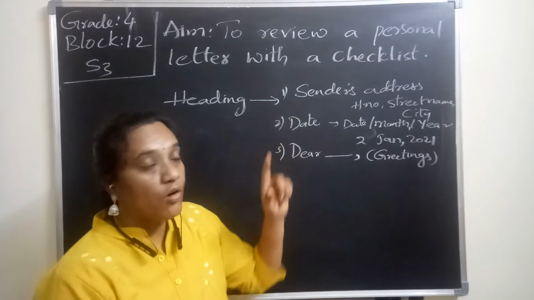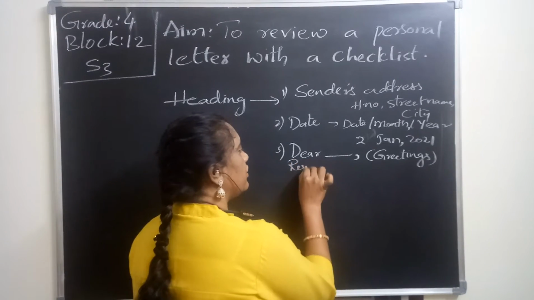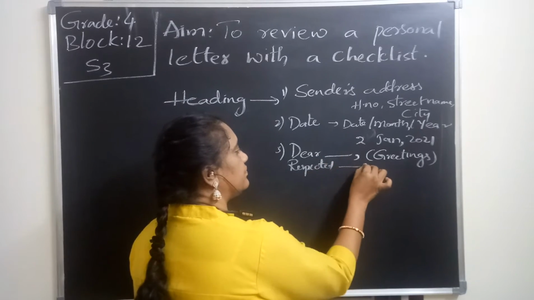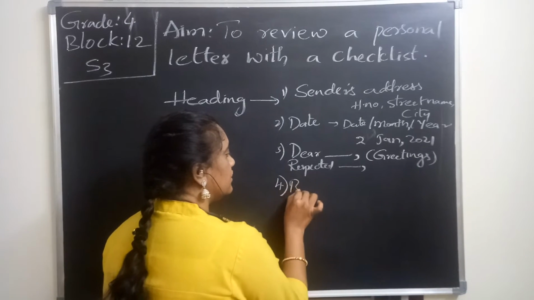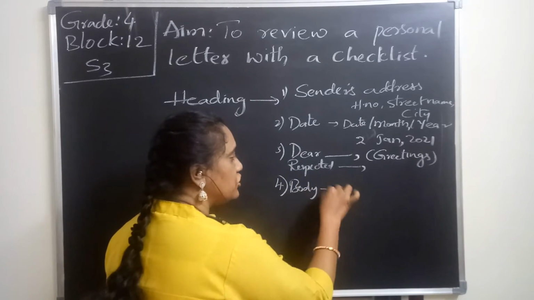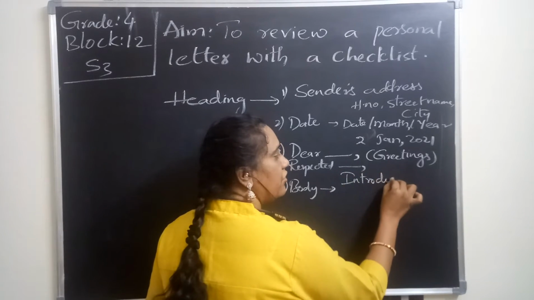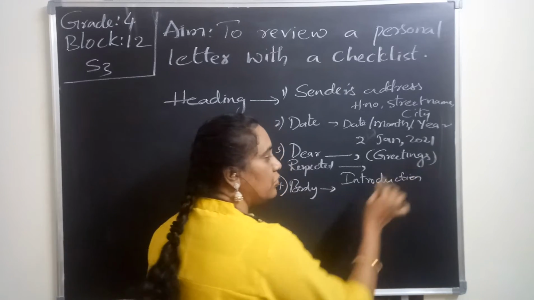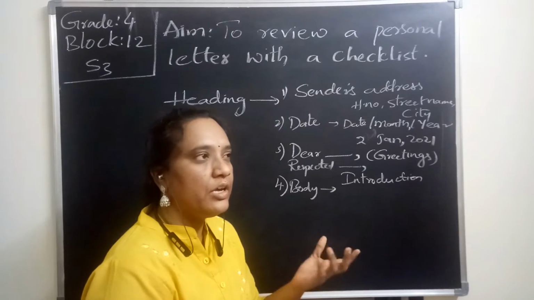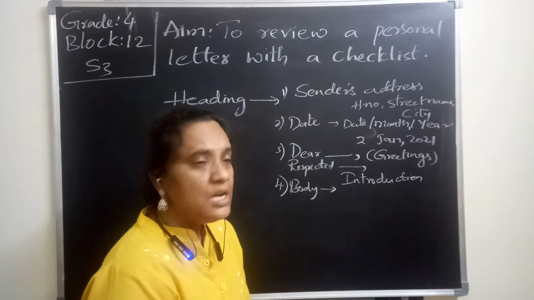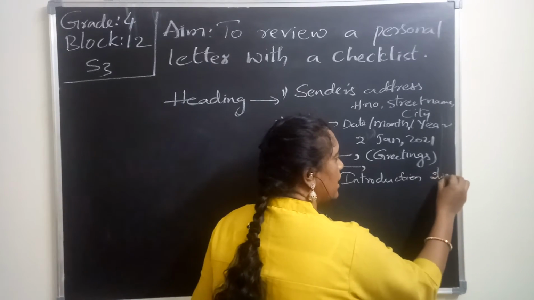If we are writing an informal letter, we write Dear. If not, we write Respected. Next comes the body of the letter. In the body of the letter, as we mentioned before, in the first two lines we want to have the introduction of the letter, asking some questions about the other person, how he is, what he is doing. At least the first two introduction lines are very important.